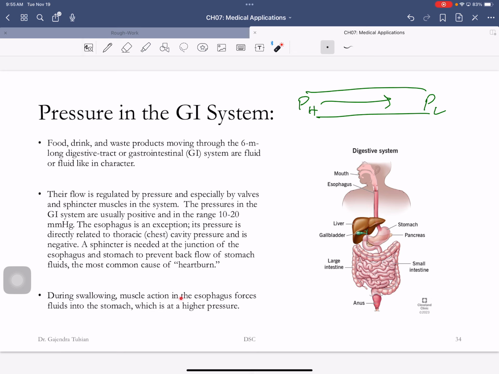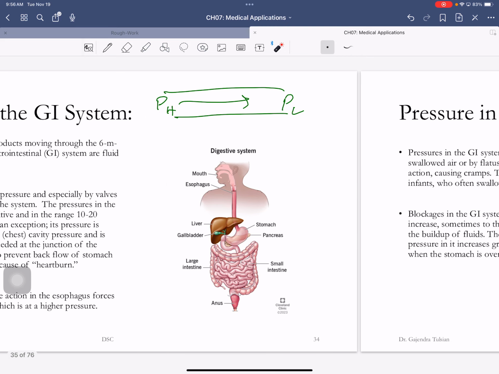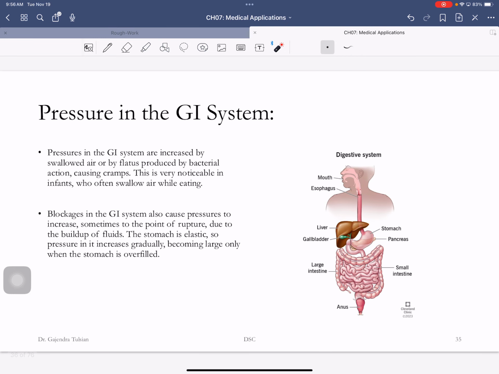During swallowing, muscle action in the esophagus, since there is negative pressure, you're trying to push stuff from lower pressure to higher pressure. So you have to utilize muscles to do that. So during swallowing, muscle action in the esophagus forces fluid into the stomach, which is at a higher pressure. So here's a case where you're pushing a fluid from a lower pressure to higher pressure regions with the aid of muscles.